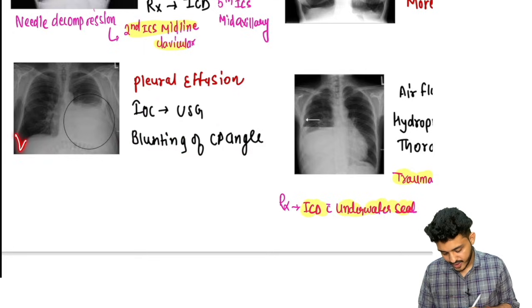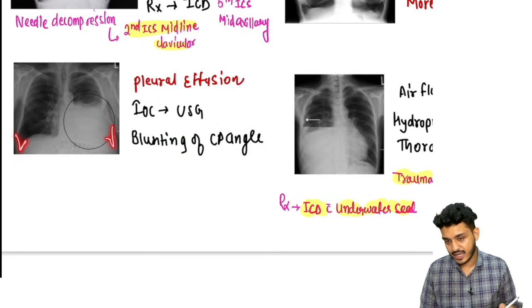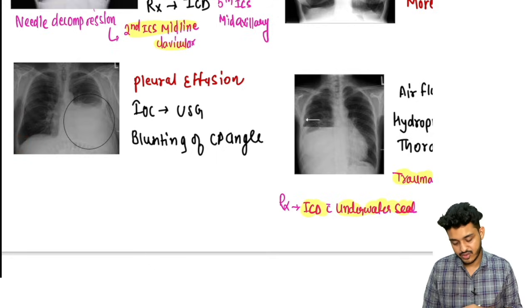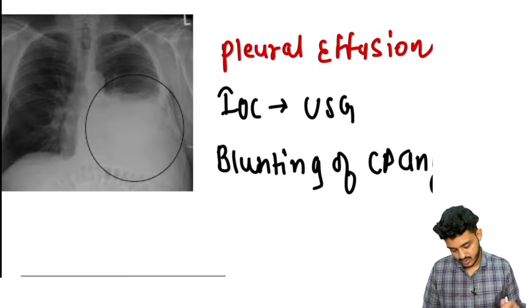What else will you be finding? You will be finding the blunting of the CP angle. Even if some amount of fluid is there, you will be finding what? Blunting. You will be finding what?